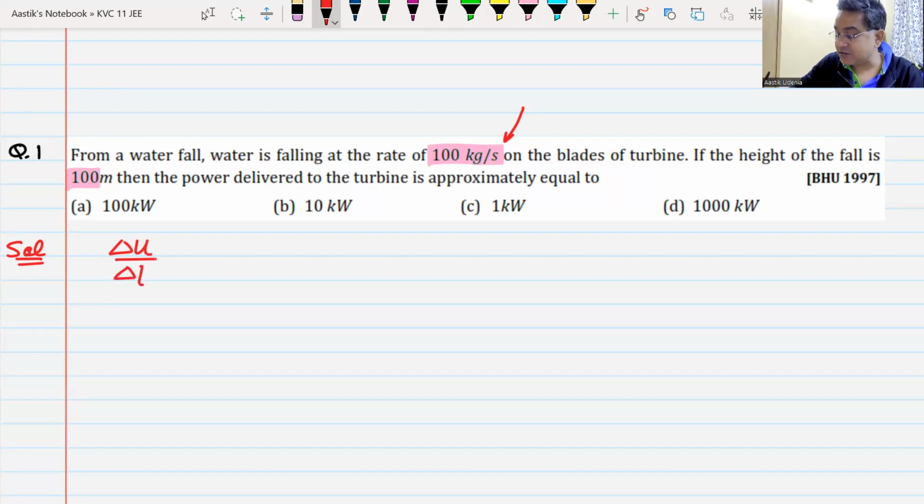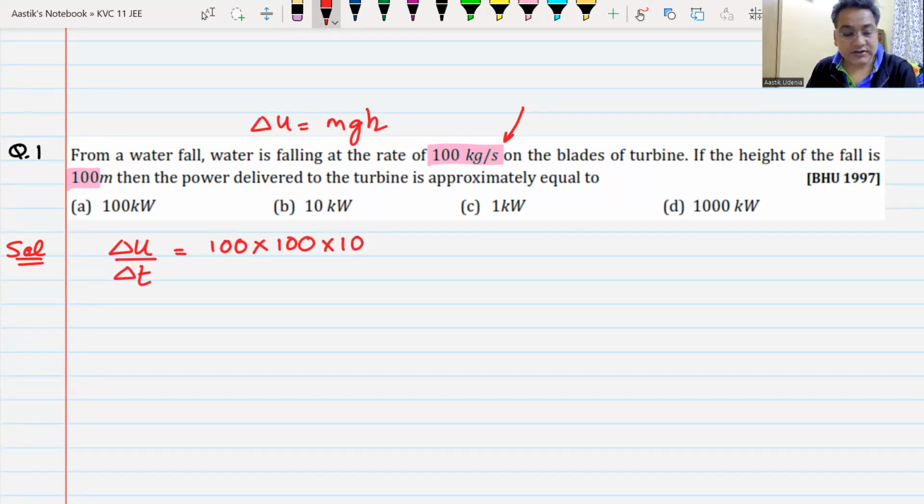So this is the energy lost in 1 second. Energy lost in 1 second is 100 kg per second, the rate at which it is falling, multiplied by 100, the height from where it is falling, multiplied by 10, which is acceleration due to gravity. The energy is mgh, and I have divided it by time. That is all I have done. It is already divided by seconds. You just had to multiply this and you get your answer.